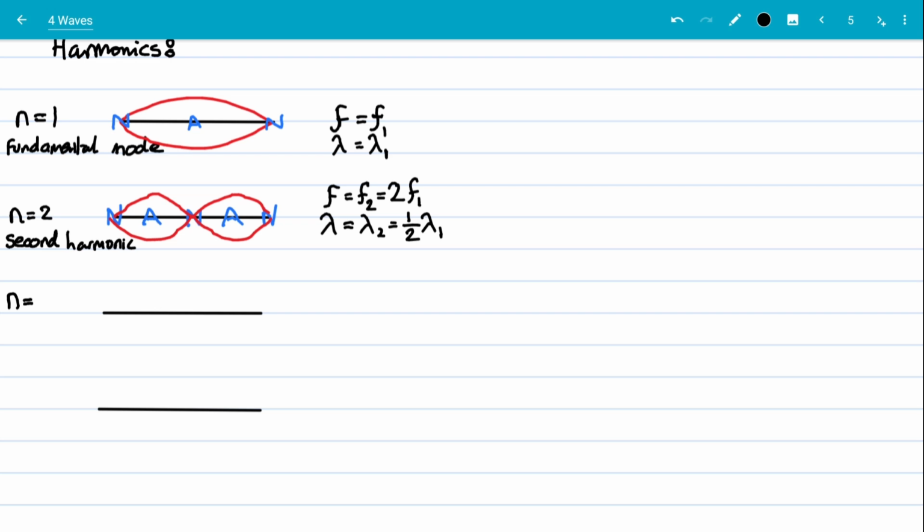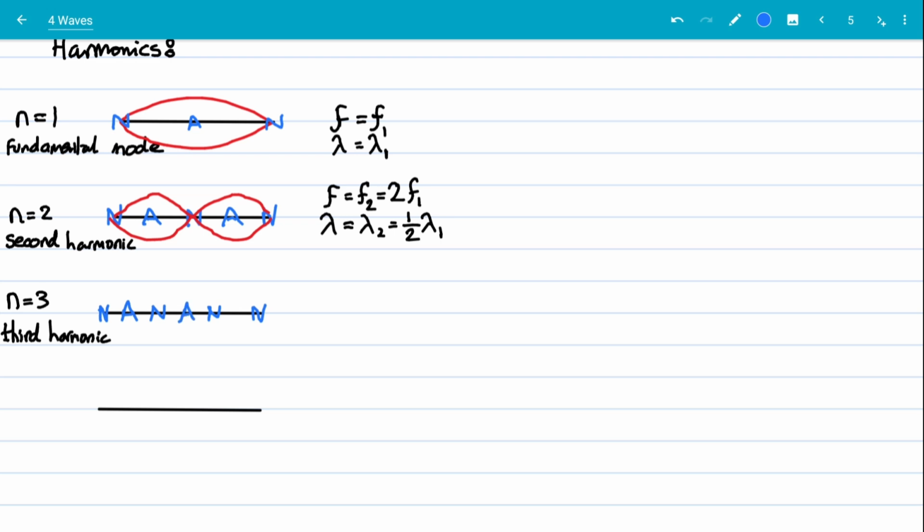So n equals 3, the third harmonic. There is another name for these, by the way, which I'll come to at the end, if I remember. And in this case, we have a node at both ends. But now, rather than having one node in the middle, we have two nodes in the middle. And then we have antinodes between the nodes.